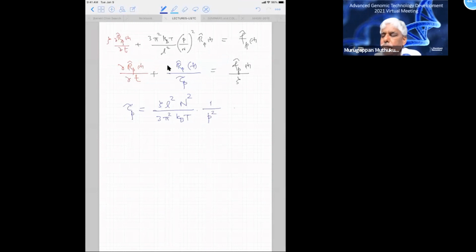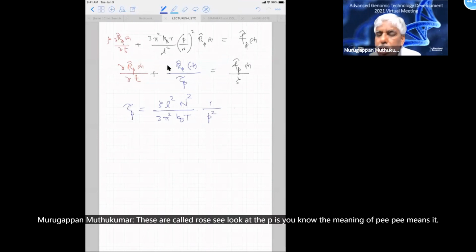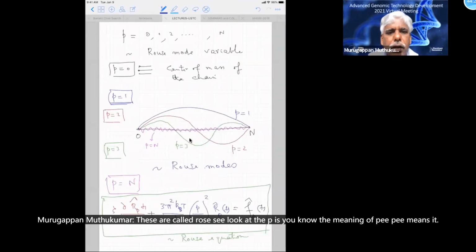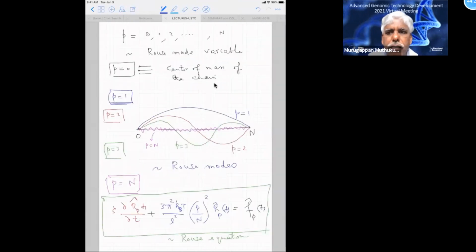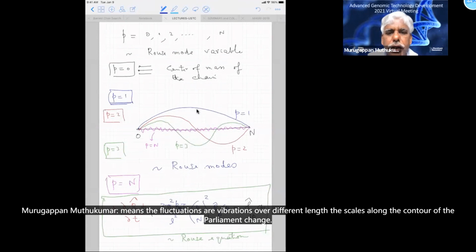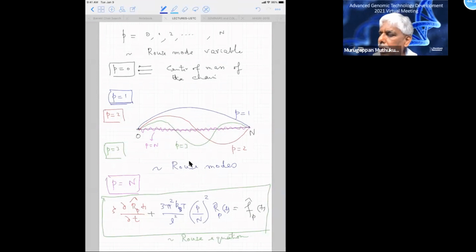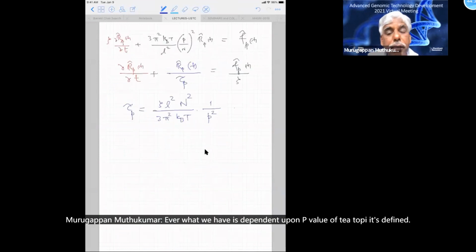That's what we have. These are called Rouse modes. Look at the P, you know the meaning of P. P means the fluctuations or vibrations over different length scales along the contour of the polymer chain. Therefore, depending upon the value of P, tau P is defined.